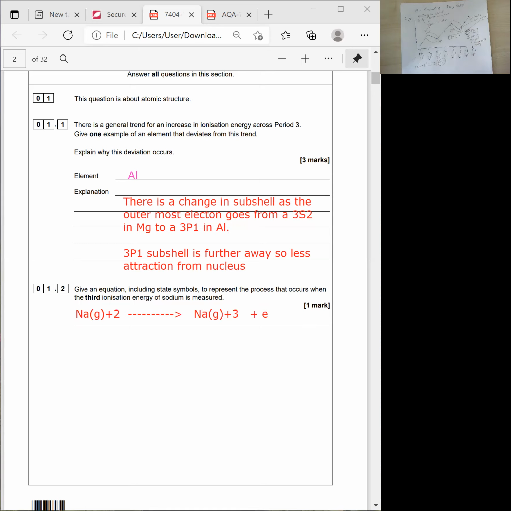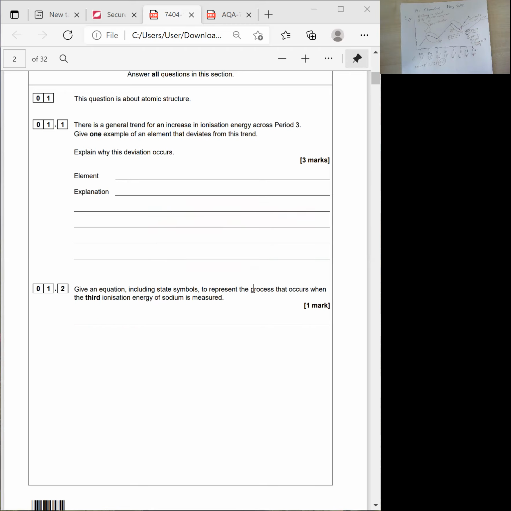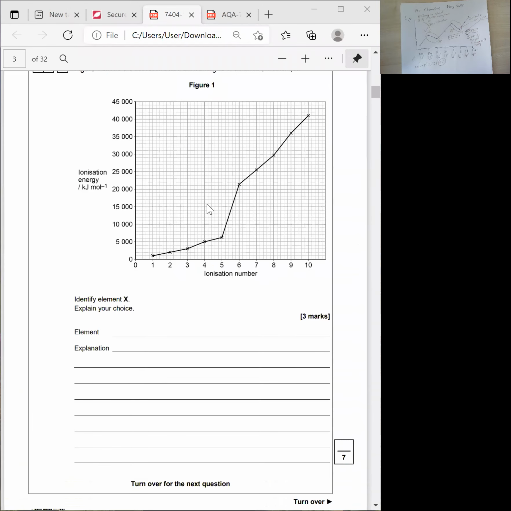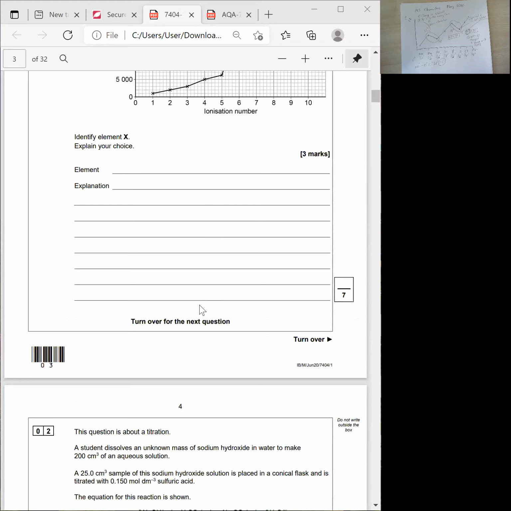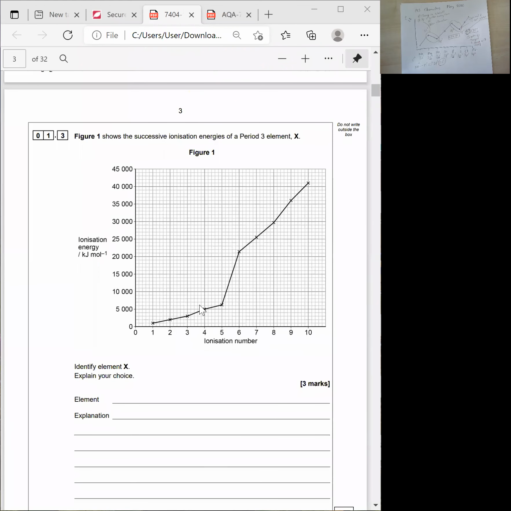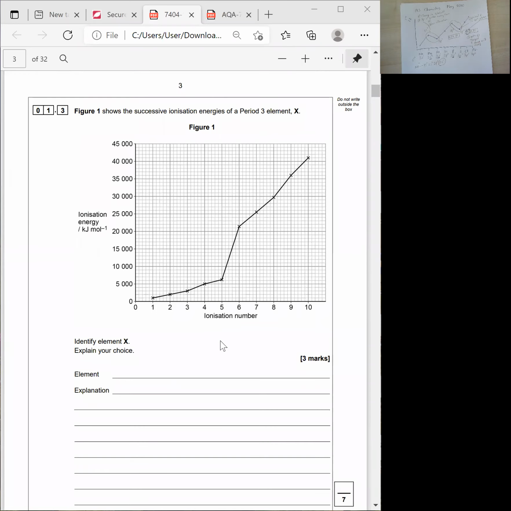I'm going to finish off the question for you. Okay, so please just take a look at that. I'm going to carry on with this final question, which is the last 3-mark question before I go into something else. So it says, figure shows the successive ionization energies of period 3. Identify the element.